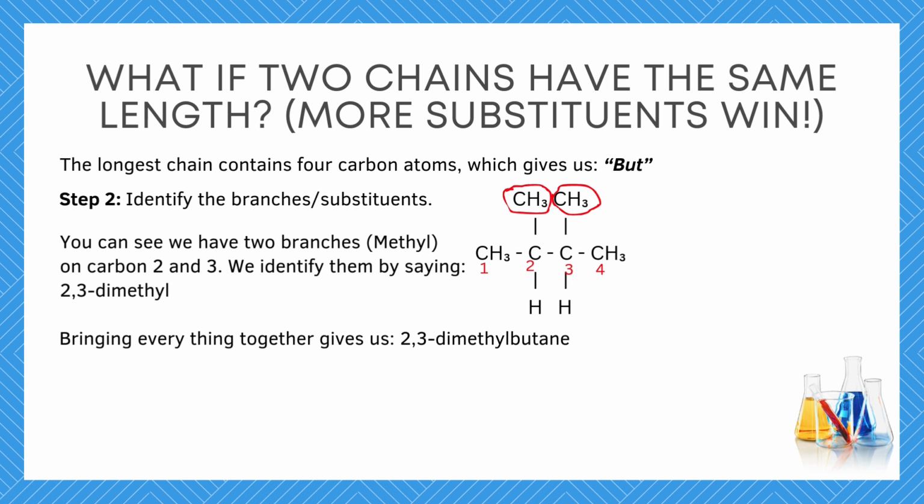So we identify them by saying 2,3-dimethyl. When a substituent appears more than once, if it appears twice, we say di. If it appears 3 times, we say tri. In this case, it appears 2 times, so we say dimethyl. So bringing everything together, it gives us 2,3-dimethylbutane. I hope it is clear.